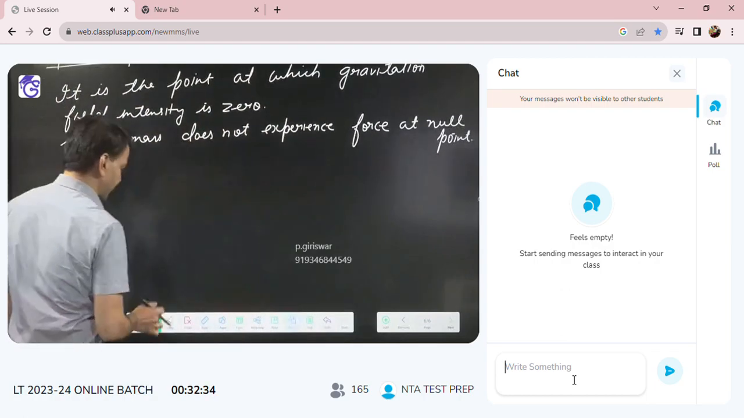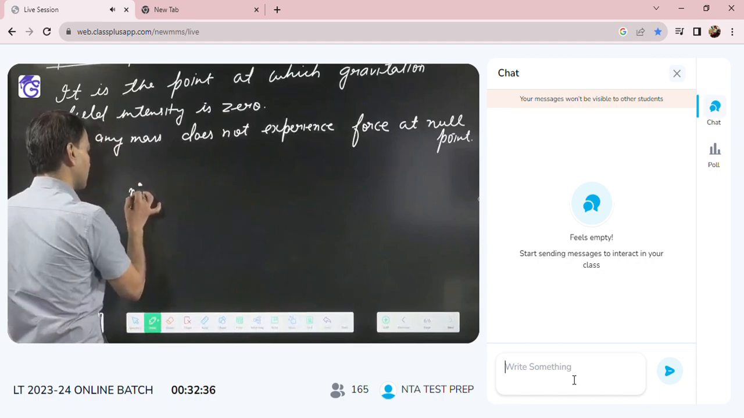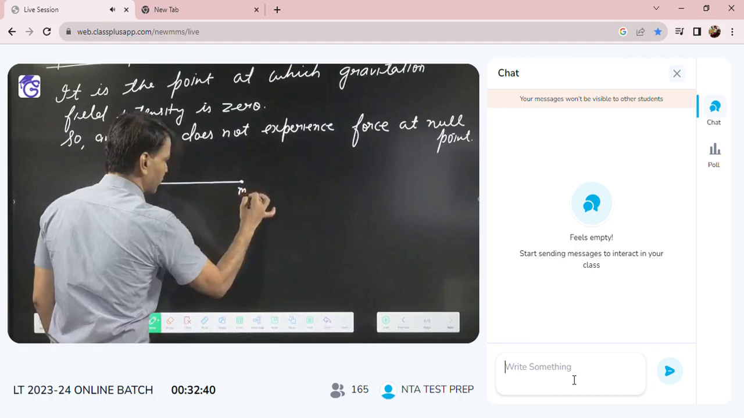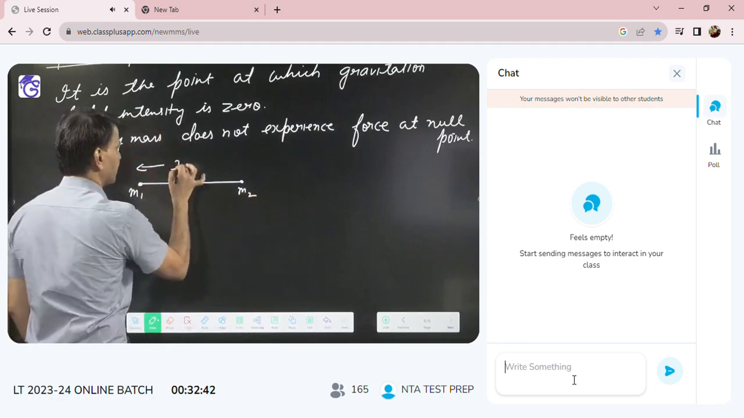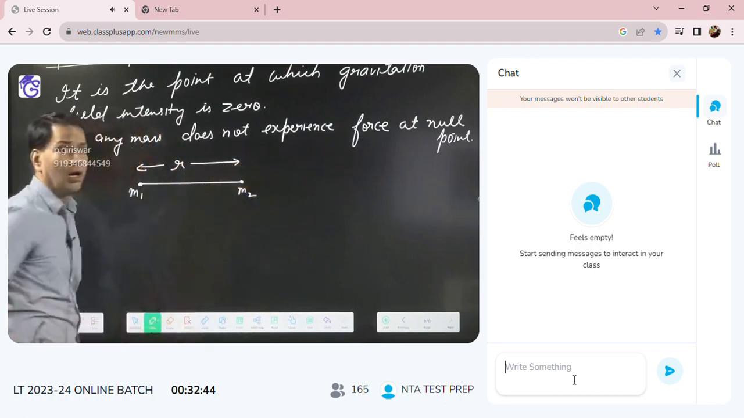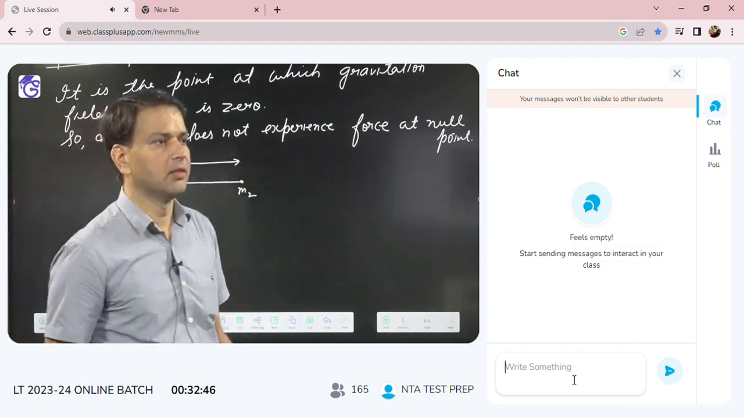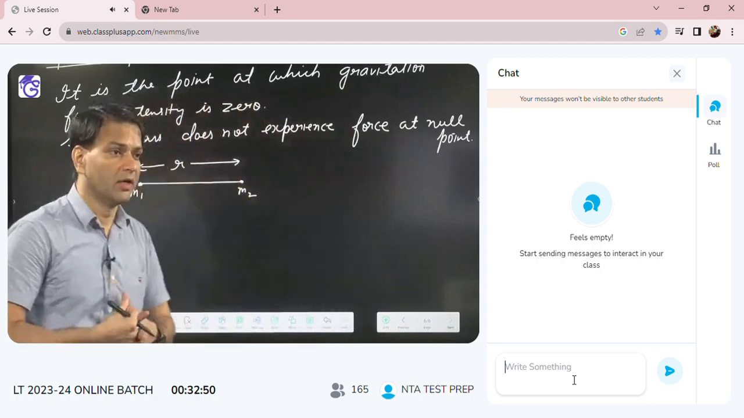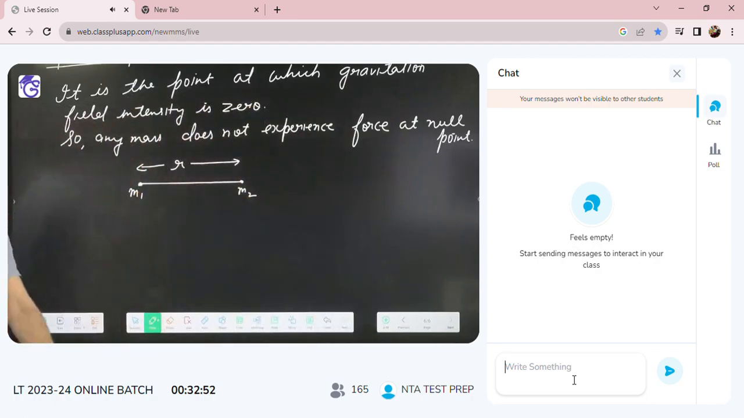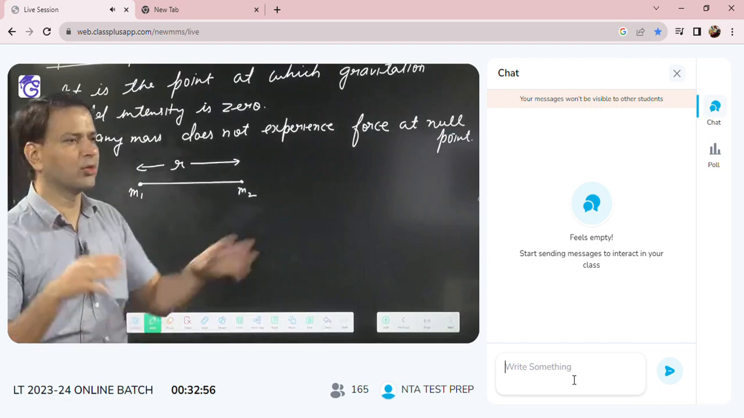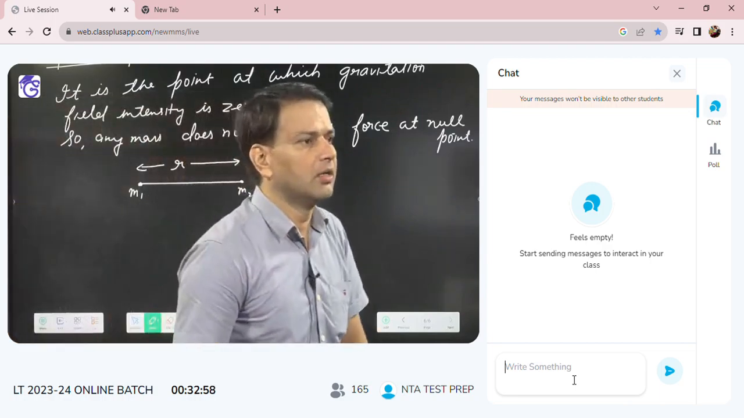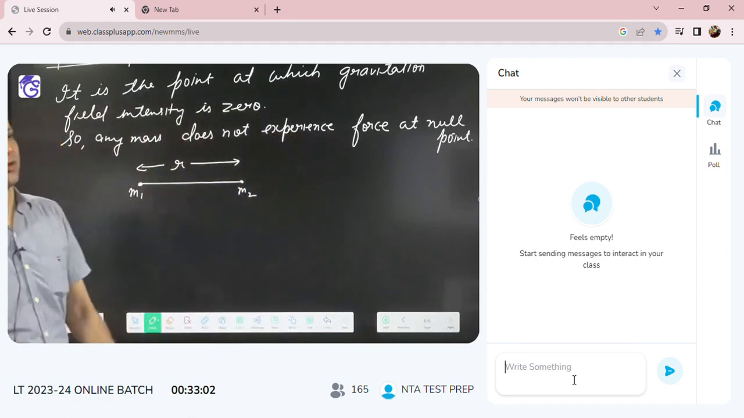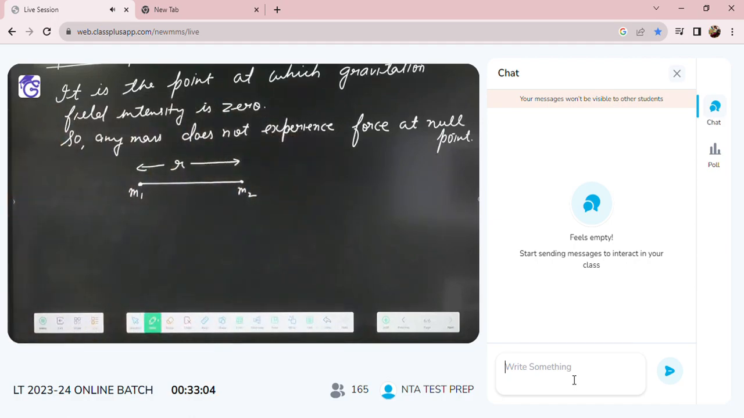Now suppose I am taking two point masses, m1 and m2. They are at a distance r from each other. How many null points can you get in this case? Tell fast. How many null points can we get when the two masses m1 and m2 are there and no other mass is there? 1, 2, 3, infinite.